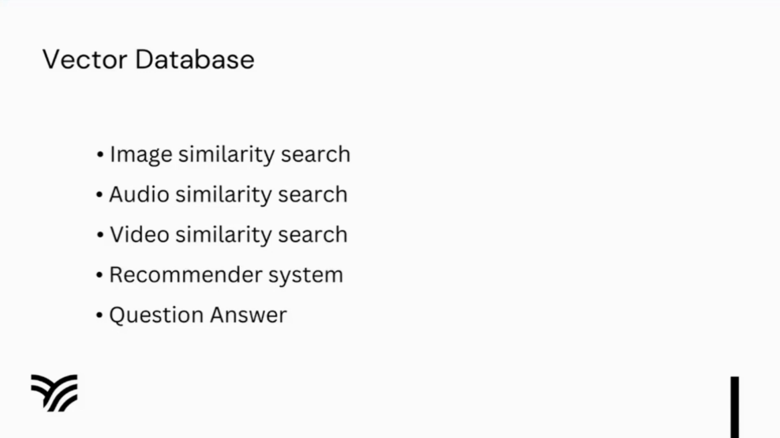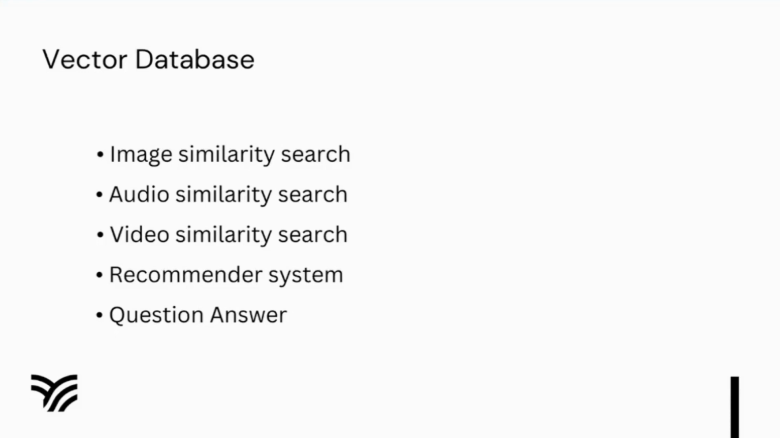Similarly, for video similarity search, if you want to fetch all the similar videos to one target video, then you can use that. Generally, we have seen that when we use YouTube or some social media site and view one video, we see a feed that shows similar videos. For that use case, we can also use the vector database.